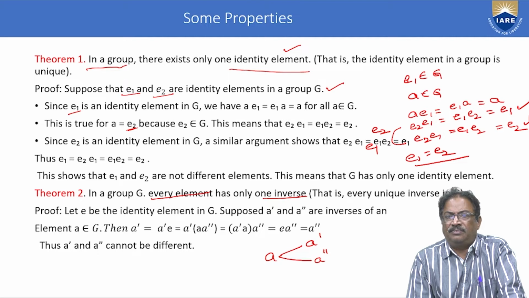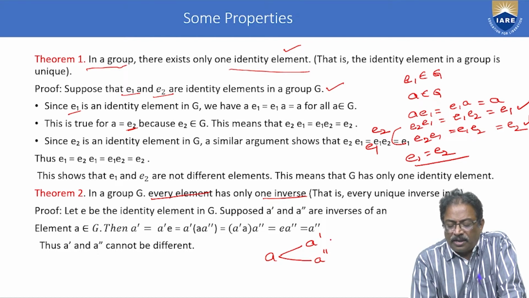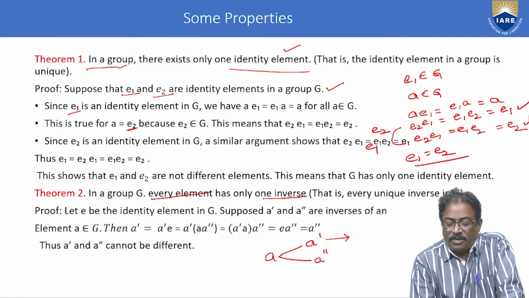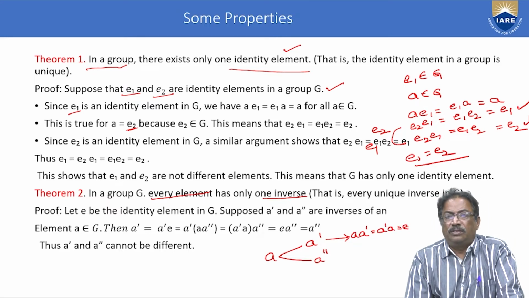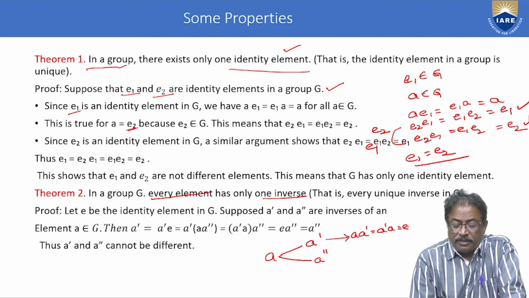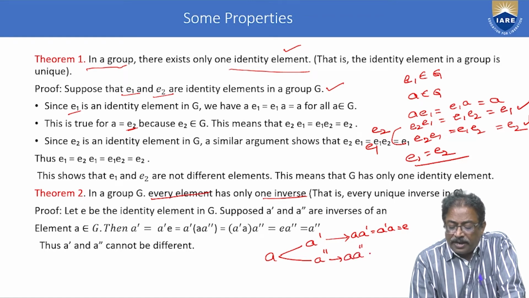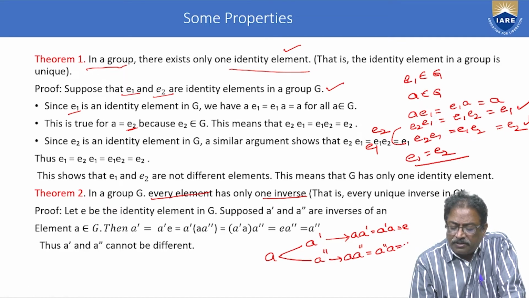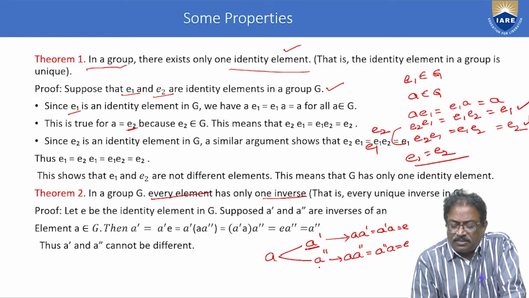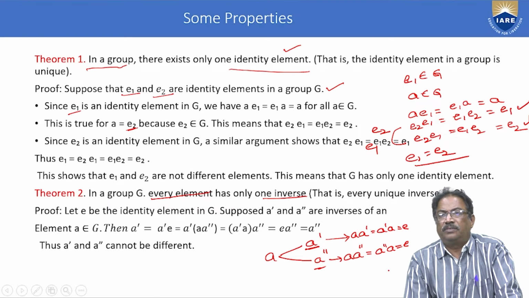One is A dash and another one is A double dash. Suppose A dash is one inverse of A, then A dash A is equal to A A dash is equal to E. If A double dash is the other inverse, then A double dash A is equal to A A double dash is equal to E, the identity element. So if this is the inverse and this is the inverse, then this is going to be true.